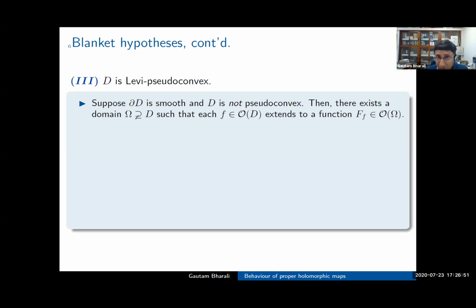The purport of D not being pseudoconvex is that there is a strictly larger domain, which I call omega, that contains D, so that every single function that is holomorphic on D, in fact, extends to a holomorphic function on the larger domain. So if you look at what not being pseudoconvex means, you'll quickly realize that any planar domain is pseudoconvex.